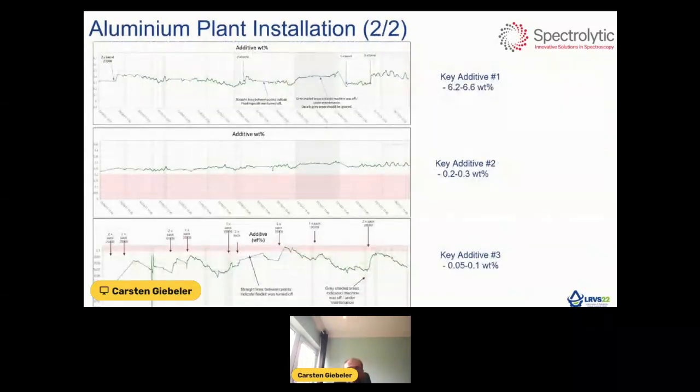And here you see the result of the sensor. So there are different types of additives. Some of them are used up very quickly. Some of them are not used up at all over time. And you can see here, the interesting part is really the lower one. This is the additive that is used up very, very quickly.